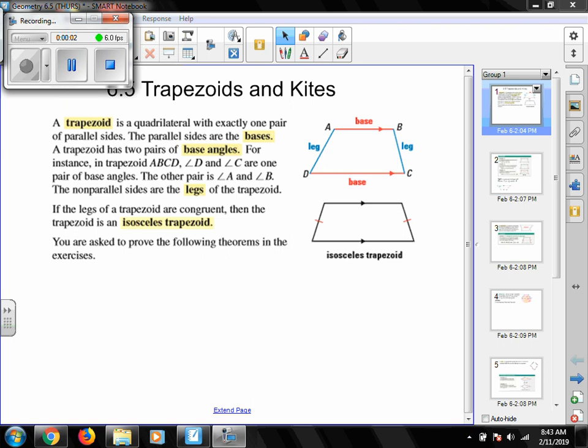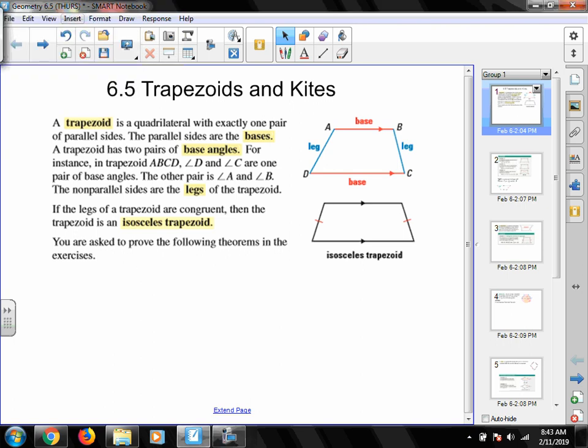All right. Welcome everybody. Today we're going to talk about section 6.5, trapezoids and kites. And obviously I'm not here, so I'll try to make sure that I don't drone on too long here. And you guys should be able to get through this and have some time to work on your homework.